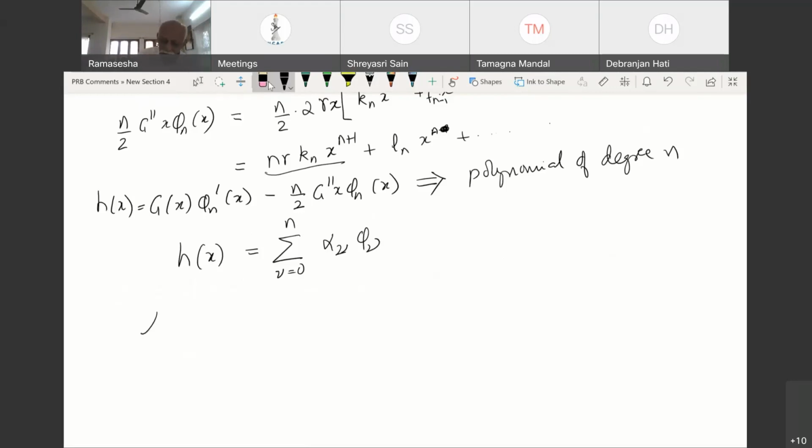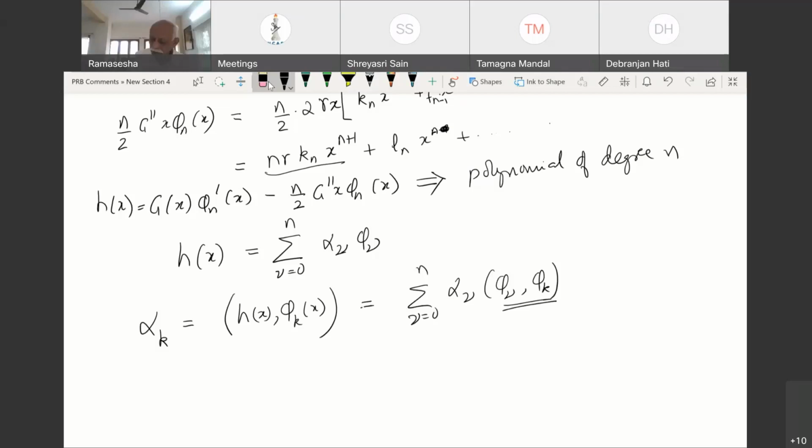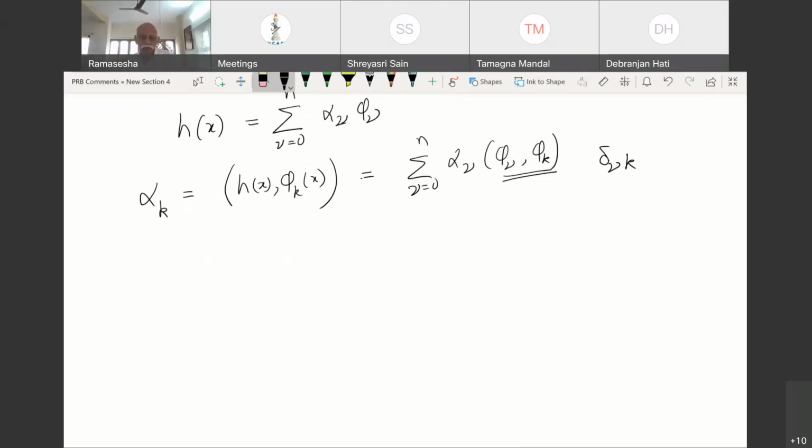So if I want to find out the coefficient, h(x) is equal to h of x comma phi k of x, I have to integrate. So this is going to be sigma over nu is equal to 0 to n alpha nu p nu comma p k, right? And since this is equal to delta nu k, this will give me alpha k. Okay. Now let us see alpha k is non-zero.